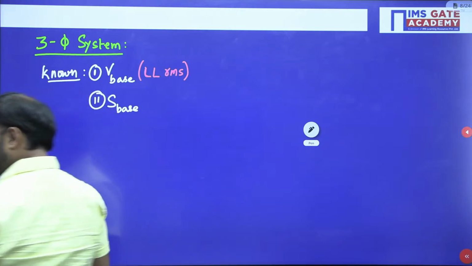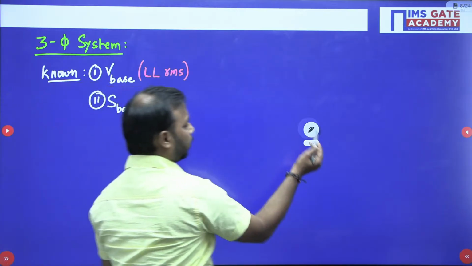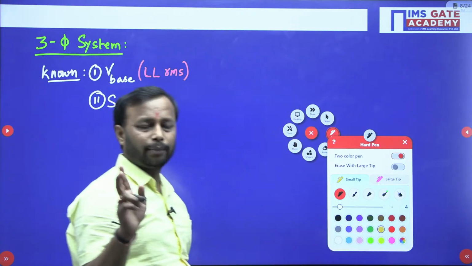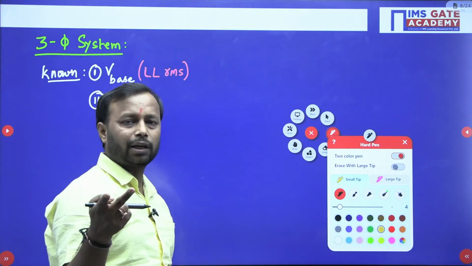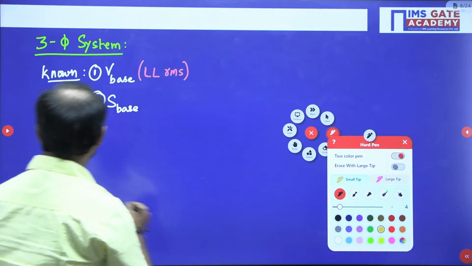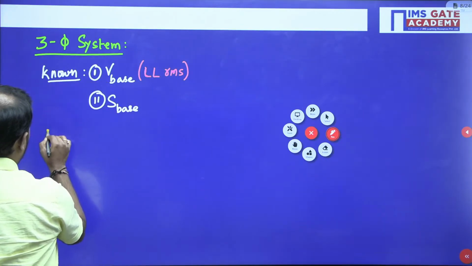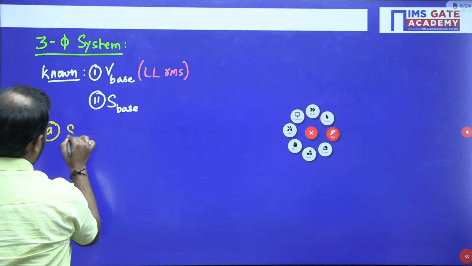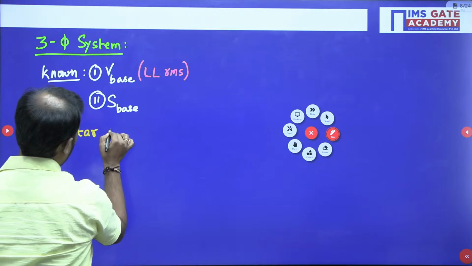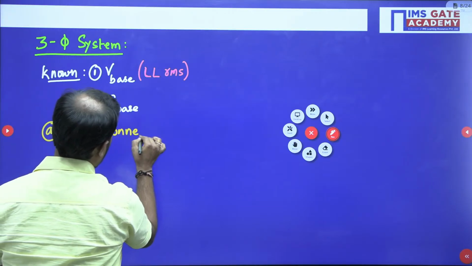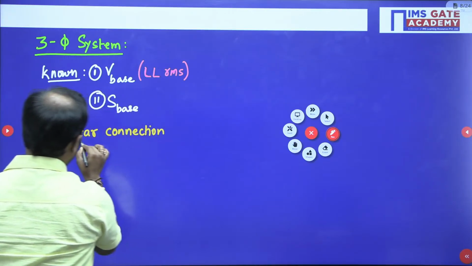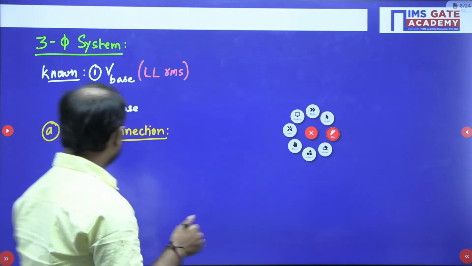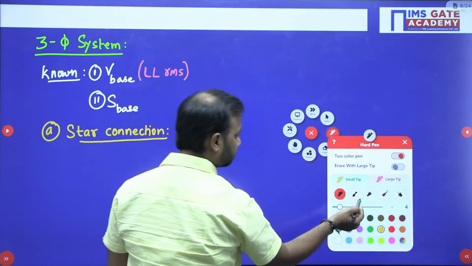So first we will take the star connection, and you know that we have two types of connection, star and delta. So first I will take the star connection. Now in the star connection, you should know two things. First, let me change the color.